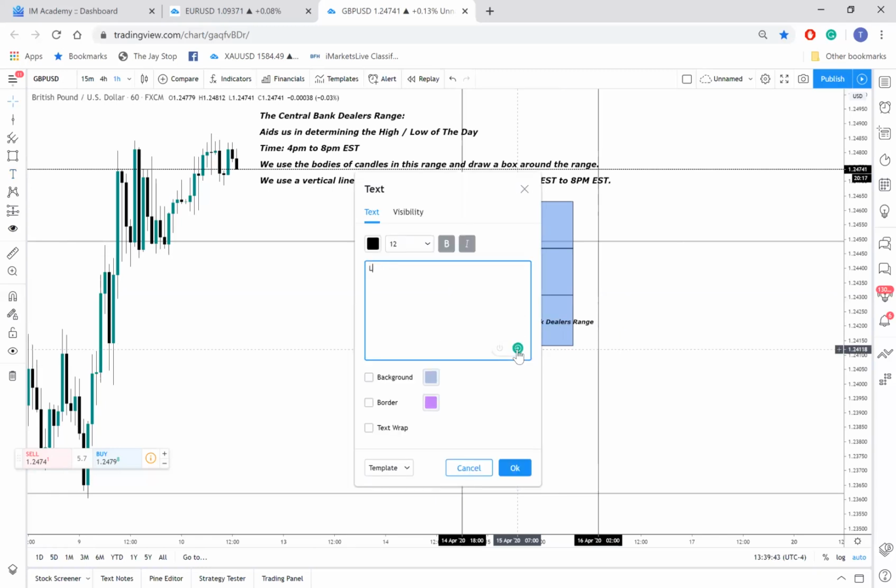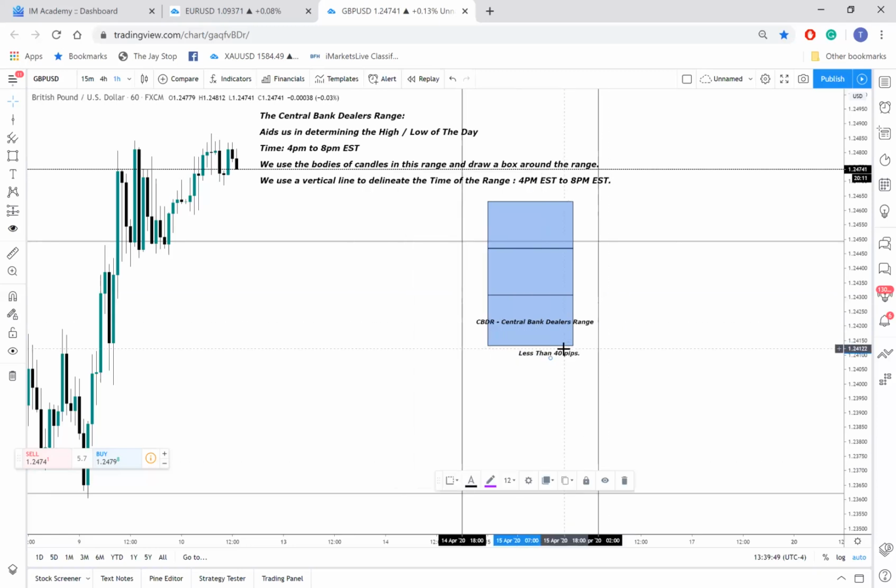And the central bank dealers range has to be less than 40 pips. So from 4 p.m. to 8 p.m., the range itself has to be less than 40 pips, right? So we have a couple rules, right? The time is from 4 p.m. to 8 p.m. Eastern. We use the bodies of the candles in this range and draw a box around that range. We use a vertical line to delineate the time of the range, 4 p.m. to 8 p.m. Eastern. And we use a ruler, or we just can manually count the amount of pips, which is less than 40 pips.